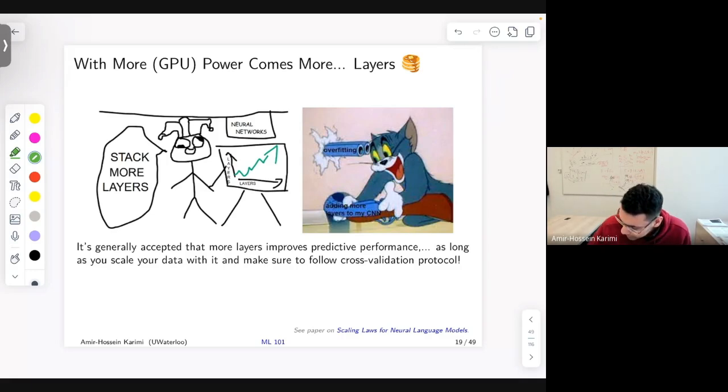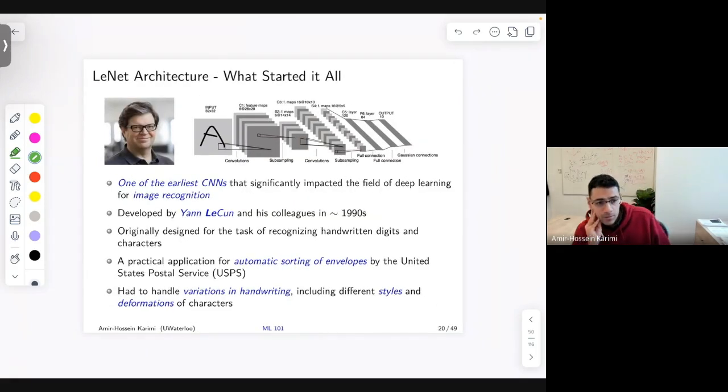So let's look at some of the architectures that have been important throughout. The LeNet architecture is one of the earliest convolutional neural nets that significantly impacted the field of deep learning for image recognition, developed by Yann LeCun and his colleagues in the 1980s and then 1990s. They went through 5 different iterations of it back then, from LeNet 1 to LeNet 5, originally designed for recognizing handwritten digits and then for automatic sorting of envelopes by the USPS.